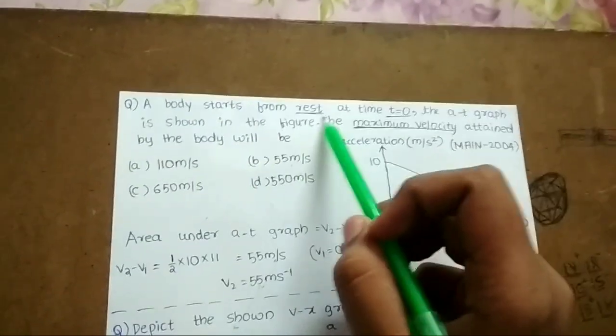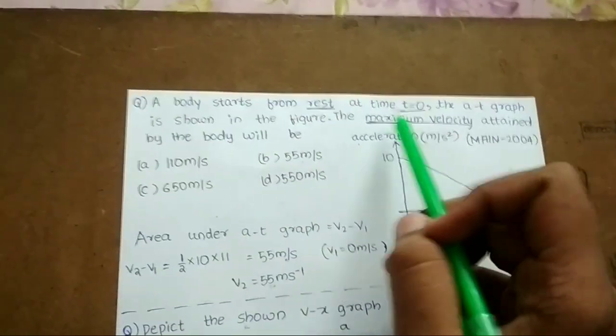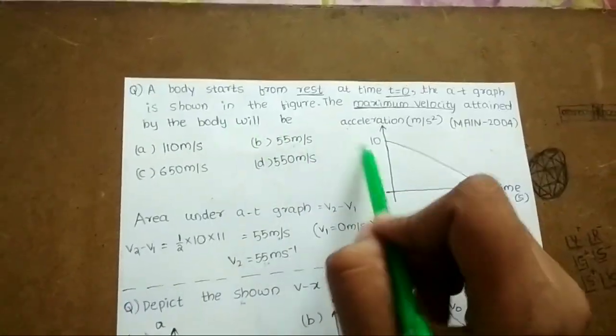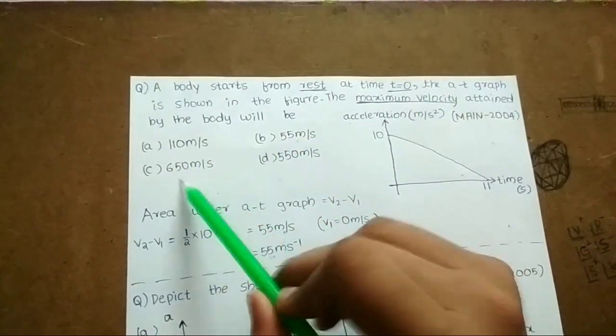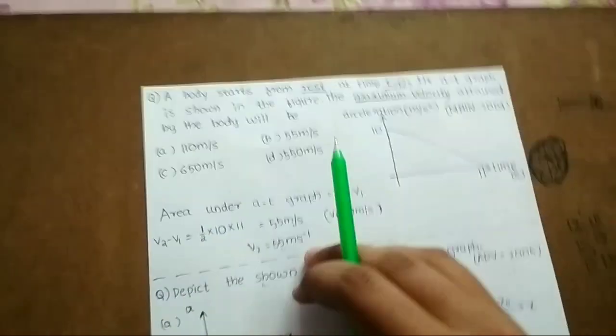Okay, entering into the second question. A body starts from rest at time t equal to 0. The acceleration time graph is shown in the figure. The maximum velocity attained by the body will be. Here are the options and this is the graph.